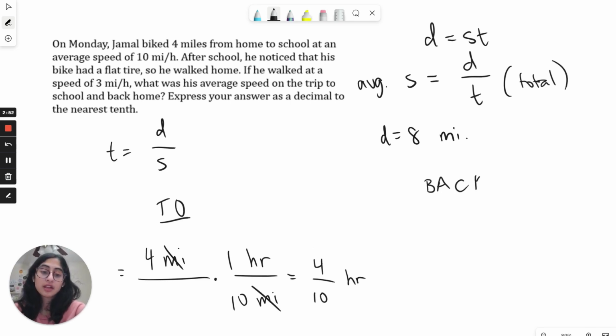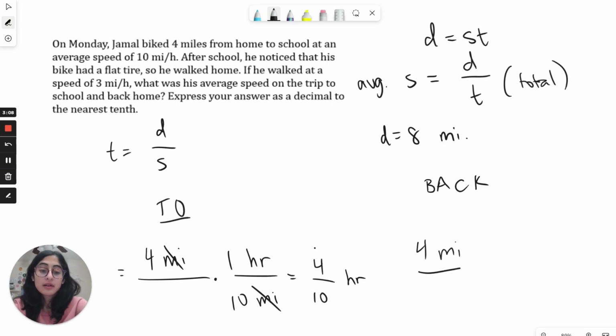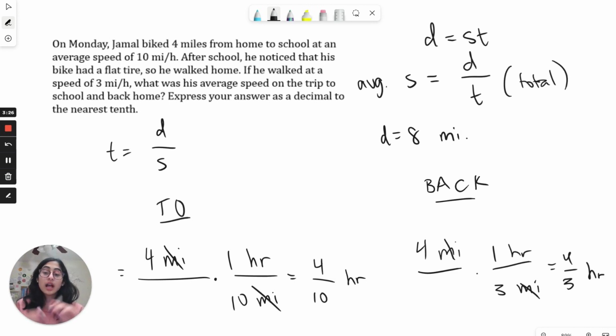Now, what about on the way back from school? We're going to do the same thing. We're going to do the distance of 4 miles divided by the rate of 3 miles per hour. But again, dividing by a fraction is the same thing as multiplying by its reciprocal. So we're going to multiply by 1 hour over 3 miles. The miles will cancel out, and the time it took Jamal to get back from school is 4/3 hours. That's crazy. That's 80 minutes on the way back from school of walking, lugging his bike around. But anyway, so we're going to add both these fractions to get the total time.